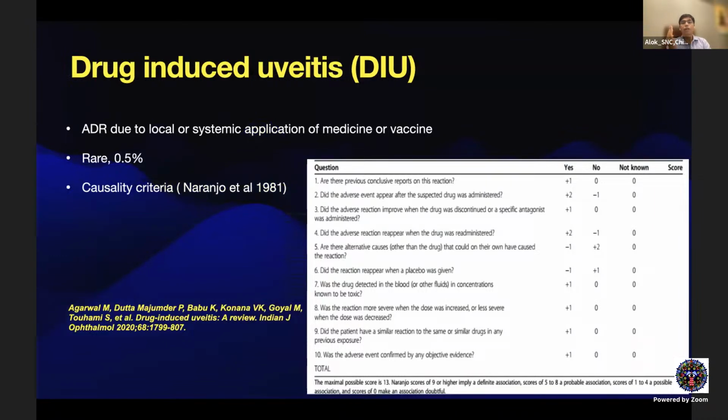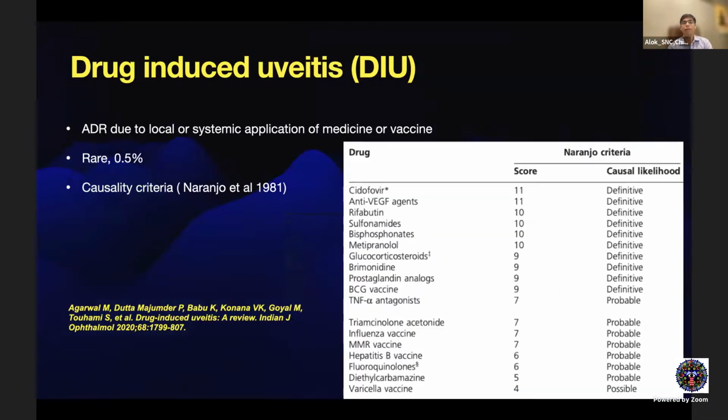Naranjo gave this causality criteria, and it has 10 questions and scores, and the maximum possible score is 13, and any drug which scores more than 9 has a high chance, or is probable, that the adverse drug reaction could be because of that drug.